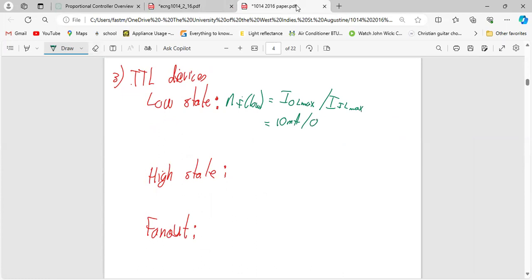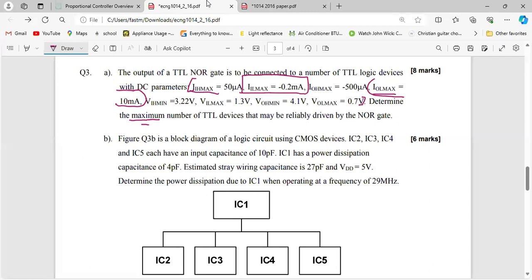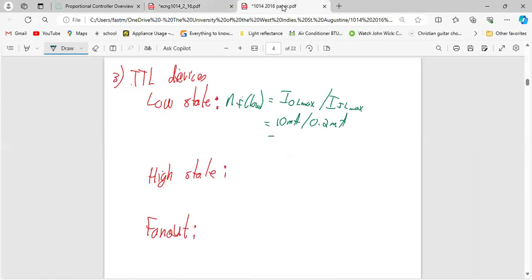So that'll be 0.2 milliamps. If you see any negative here, that makes sense, but remember you can't have a negative amount of devices, so we use the positive value. You can't have negative 10 TTL devices. Anyway, that is the equation to calculate the number for the low state: I output low max divided by I input low max, and you get that from the table. The next one will be 50 devices.